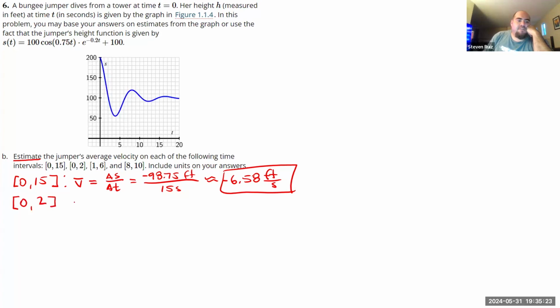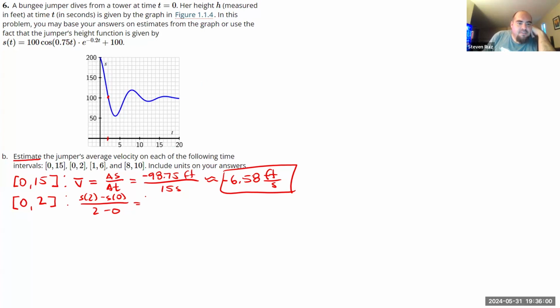interval. So from 0 to 2. And really, all these calculations are going to be done the same way. The only real differences are going to be what I use for my values. So what is my change in height? So do S of 2 minus S of 0 over 2 minus 0. What is S of 2? So here's T equals 2. I'm going to say 100. It looks like it's pretty close to exactly 100.